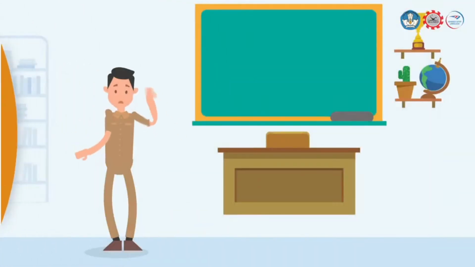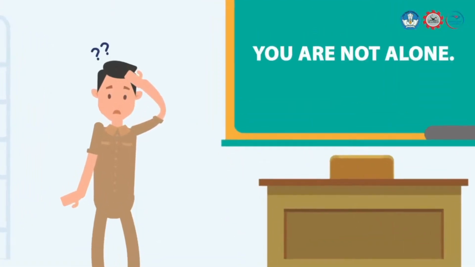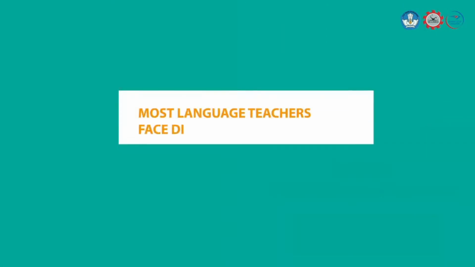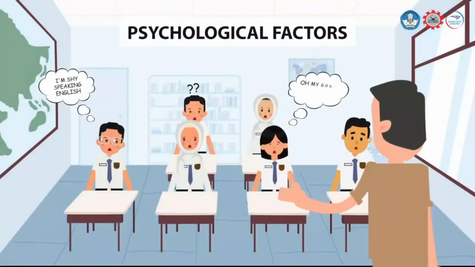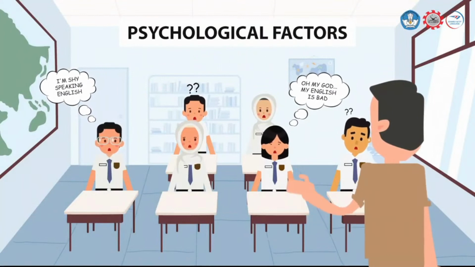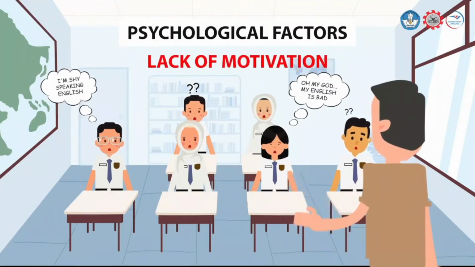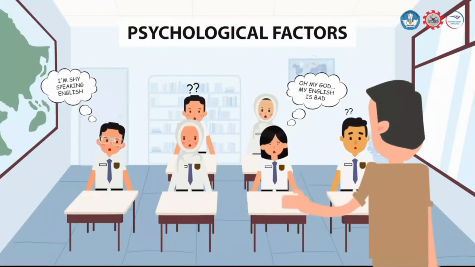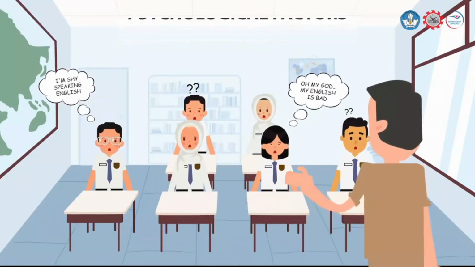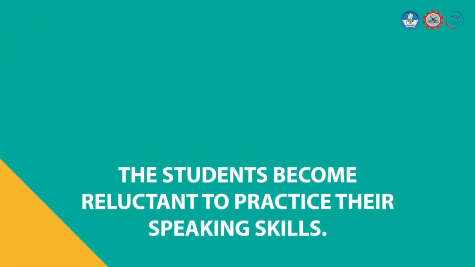Do you have problems in improving your students' speaking skills? No worries, you are not alone. Most language teachers face difficulties in improving their students' speaking skills. Psychological factors such as shyness, fear of mistakes, anxiety, lack of confidence, and lack of motivation are some prominent factors that hinder students from speaking in the classroom. In the context of a language class, the students become reluctant to practice their speaking skills.